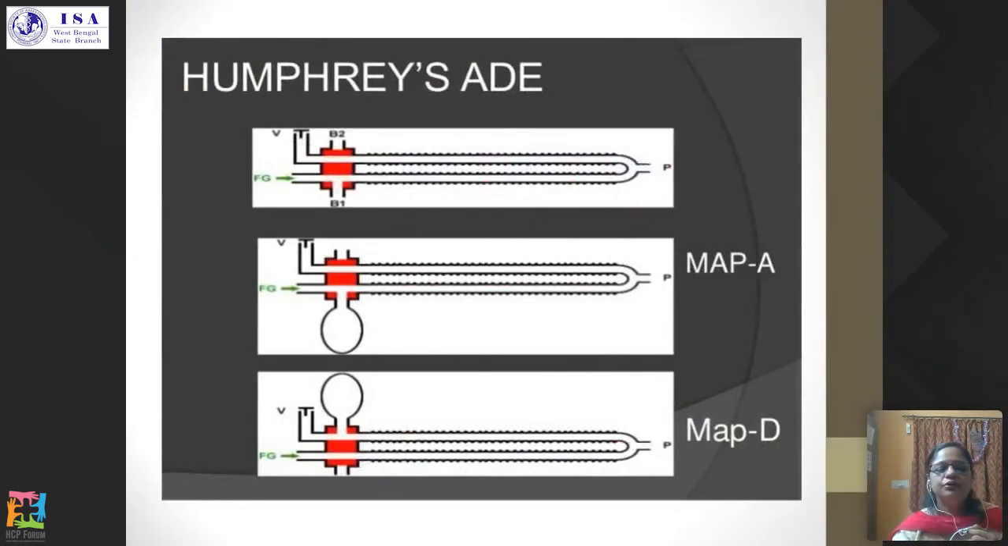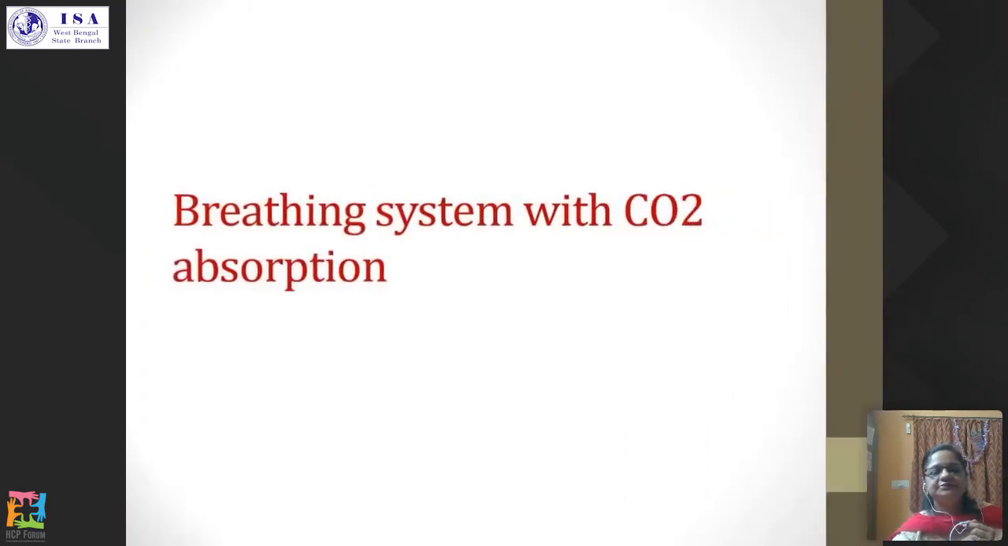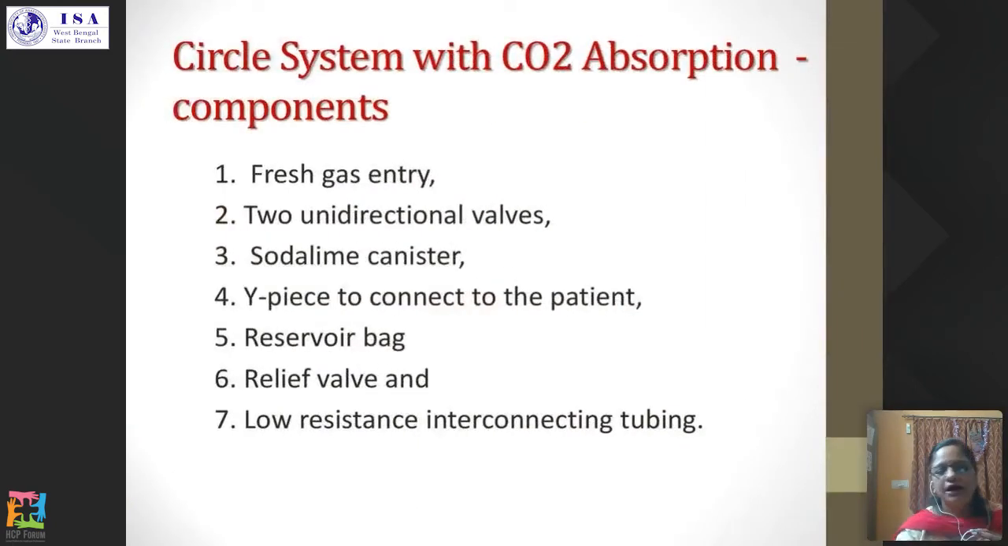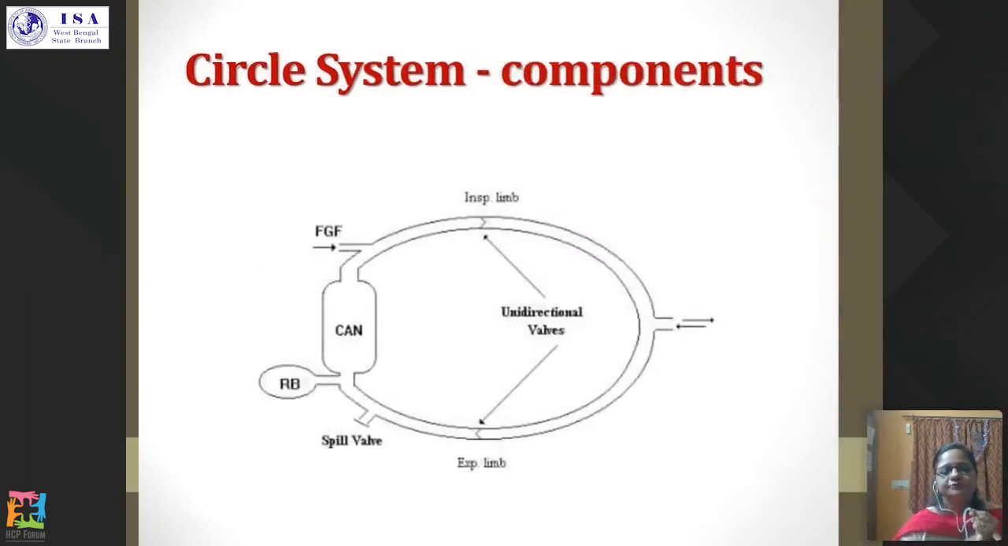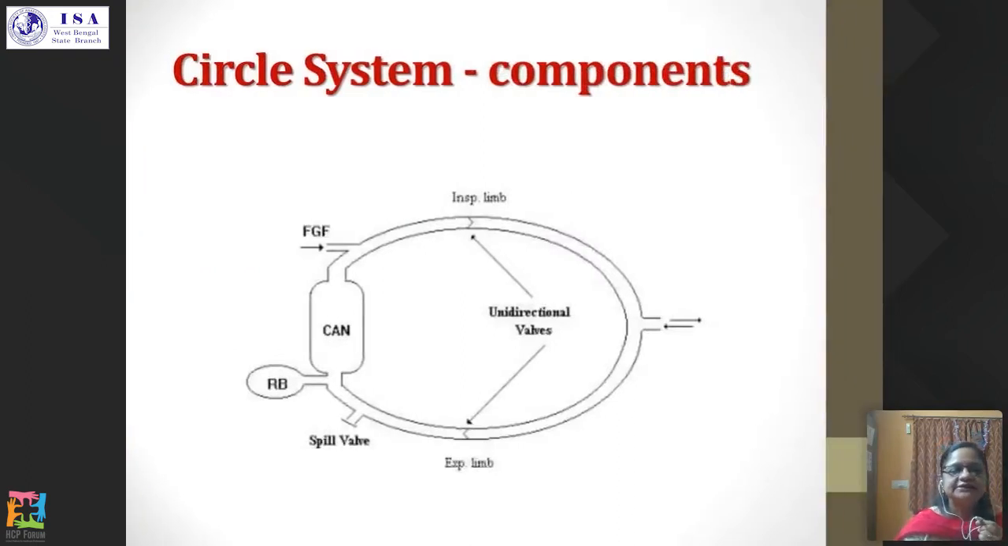Now we will come to the circle system, that is the breathing system with CO2 absorption. It is very important to understand the circuit. The circle system with CO2 absorption has these components: the fresh gas entry port, the two unidirectional valves, the soda lime canister, the eyepiece to connect to the patient, the reservoir bag, the relief valve, and the low resistance interconnecting tubing. What is this? This is a circle system. We will construct it in the next few slides.